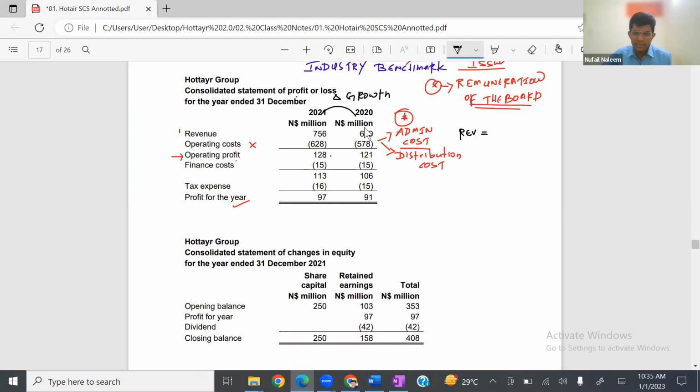So if you observe, in the case of revenue growth, how I calculated it is very simple. I have taken the current year revenue, which is 756, and I have taken 699, and I have compared the growth between the previous year and the current year using the previous year's figure as the base.